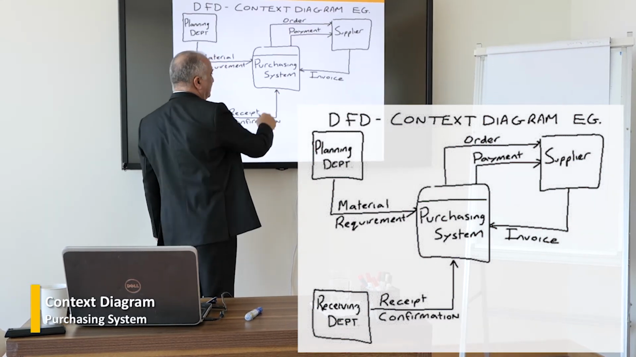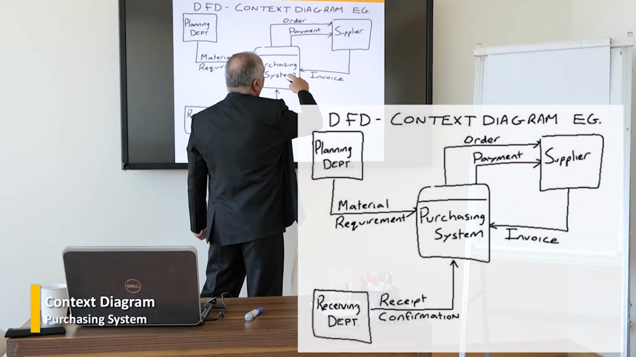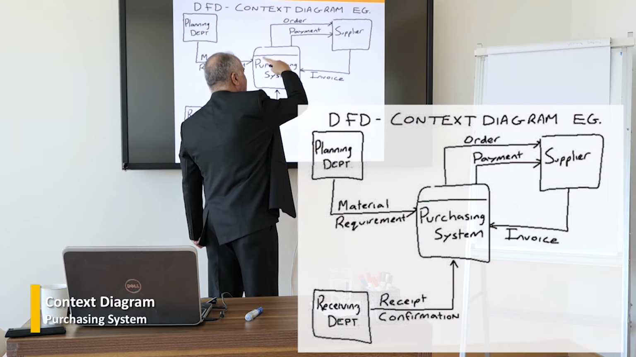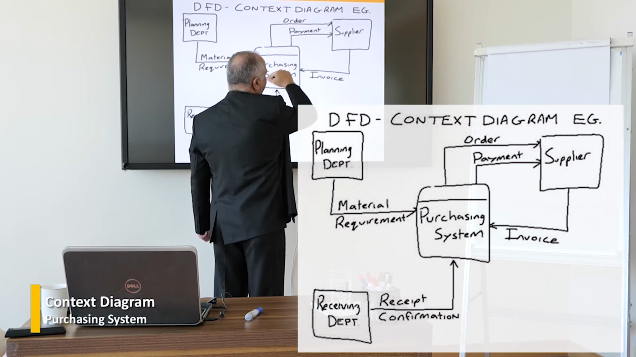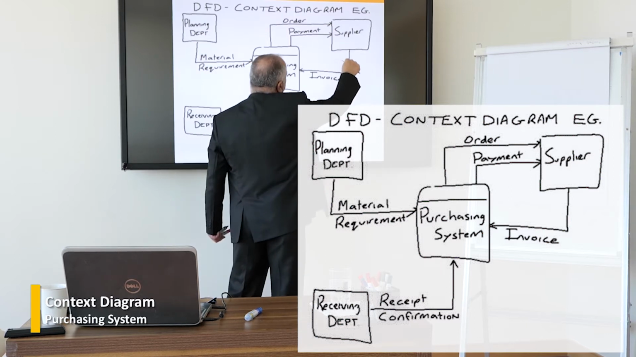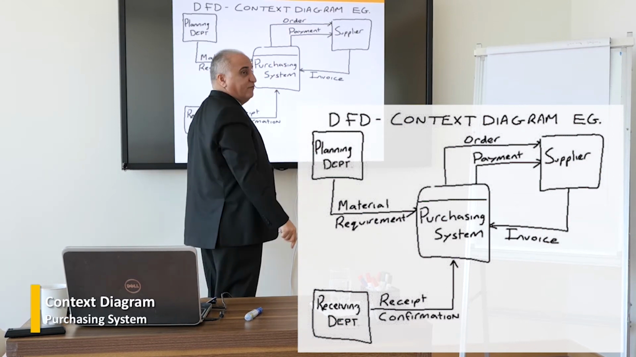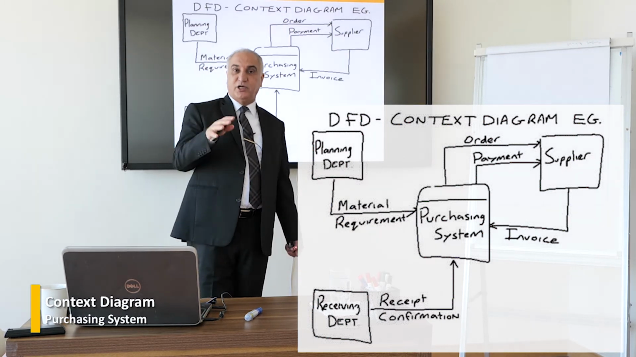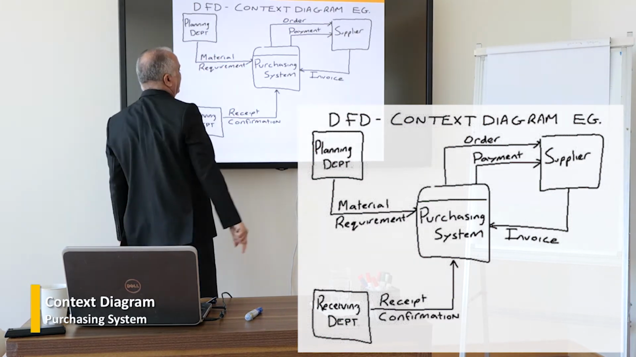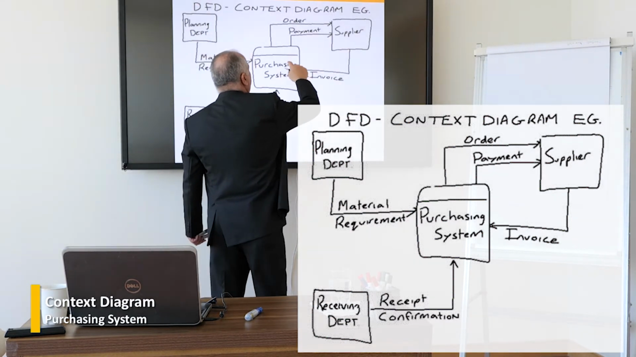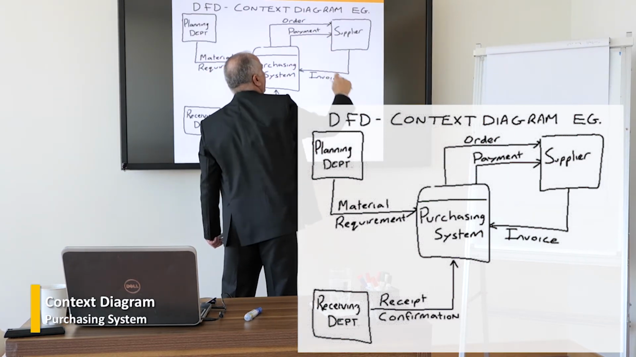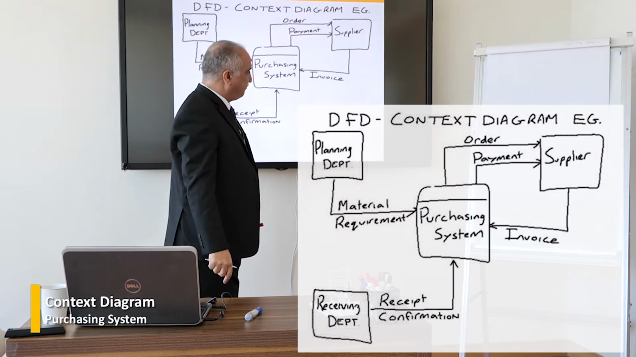So received, now the system will do what? There is a receiving update, it will receive from the supplier the requested order. Now the supplier will invoice us for the amount, whether partial or full, for the materials that were requested. Now the purchasing system here has to make a payment to the supplier.